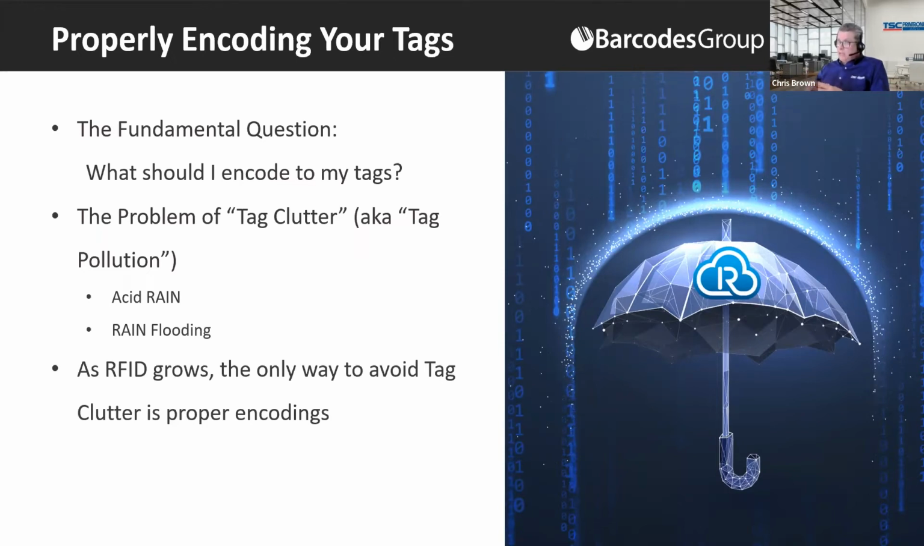The reader may not be able to sort through all of those tags in the short amount of time it has. So this problem of tag clutter, we've seen a few examples out in the real world, but as RFID grows, if we do not do proper tag encodings, then the problem of tag clutter is going to become a major problem. So we're asking here that you be a good RFID citizen and you turn to Barcodes Group and you work with them to set up and apply a proper tag encoding.